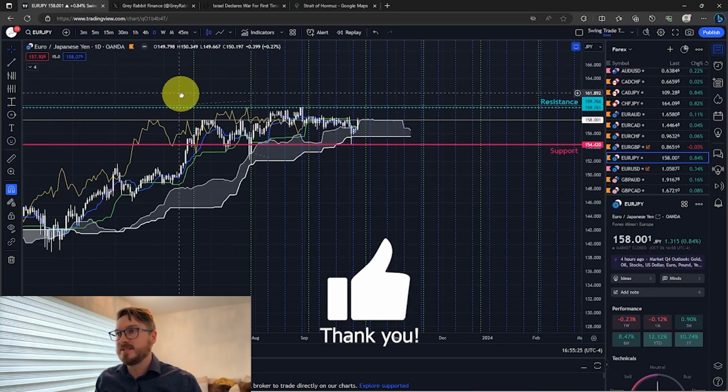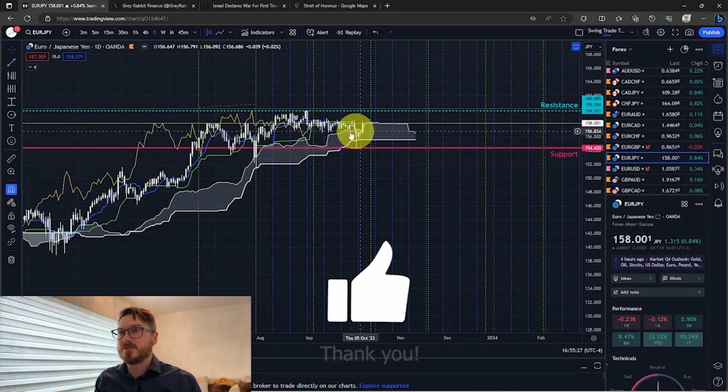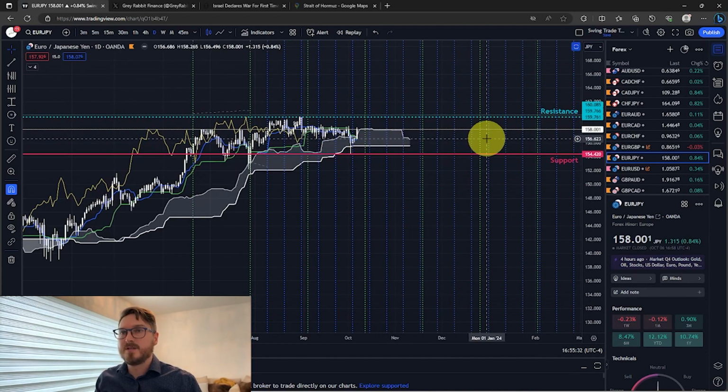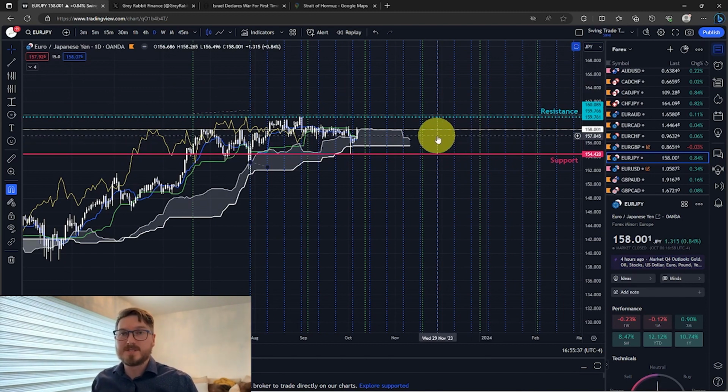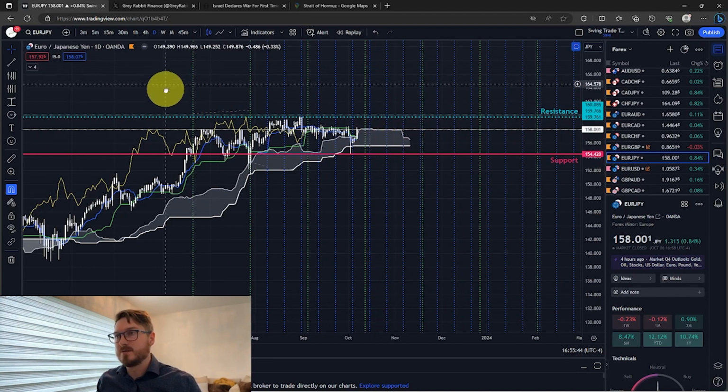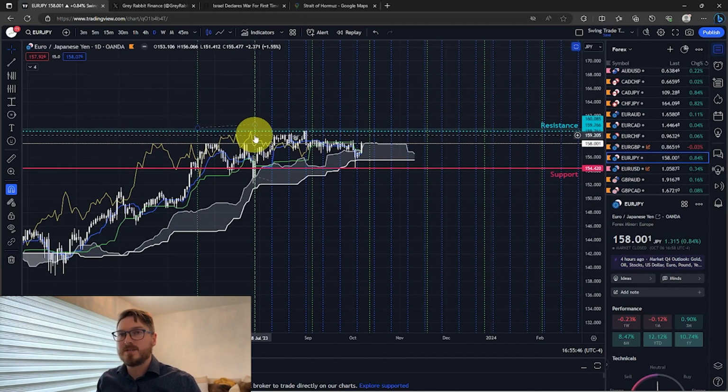But if you look at the daily chart here, you can see that price is just ranging here. So we're going to need to break out of this range. So I'm going to be waiting for that to happen. Perhaps if it happens this week, that's great. But if not, right now this market's ranging, and the Kumo cloud is flat. So I'm probably not going to be trading this pair this week.